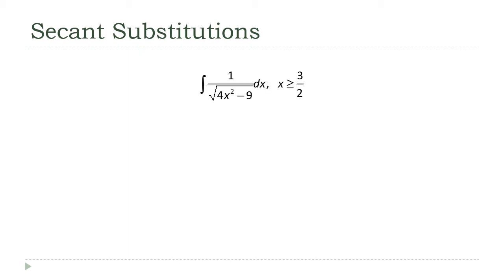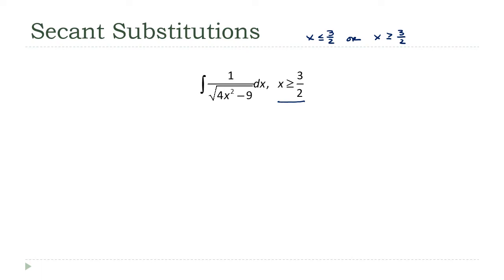So let's start with this one. I want to integrate this thing here. And the first thing I want you to notice is that the integrand is only defined for values of x that are less than or equal to 3 halves or greater than or equal to 3 halves. If we pick numbers in between, then that 4x squared minus 9 is negative and we can't take the square root. So you can kind of see, hopefully, where this restriction is coming from.